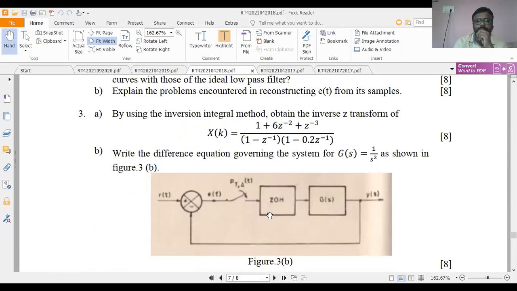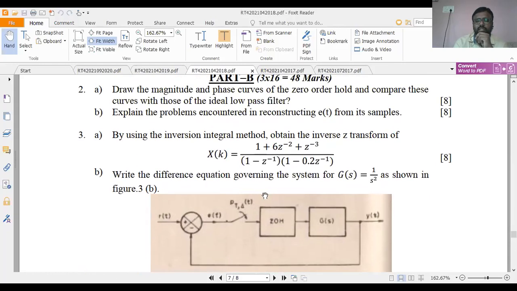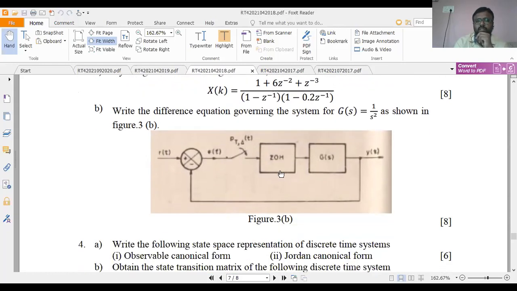And coming for the essay questions, by using the inverse integral method, obtain the inverse Z transform. So this method is not there in our syllabus. And after that, he has asked us to determine the pulse transfer function, and not only the pulse transfer function but also the difference equation, with G(s) = 1 by s square. Okay. So this is the system which is representing the zero order hold circuit along with the G(s) in the cascaded position, taken as a closed loop system. Not only the determination of C(z) divided by R(z), after that we have to determine the difference equation also.